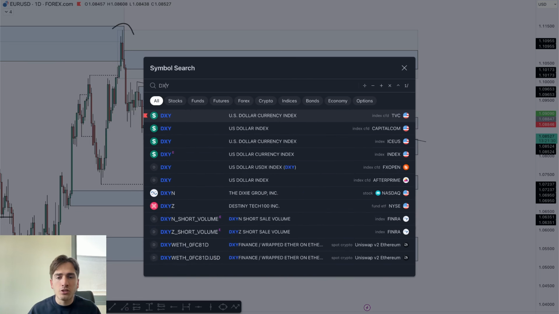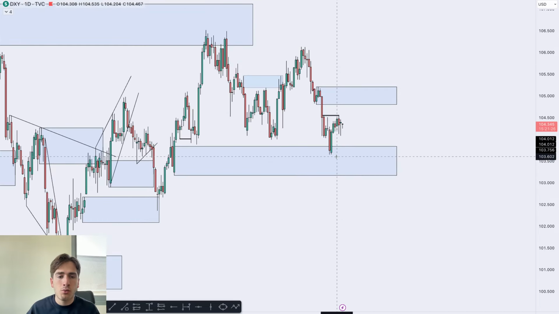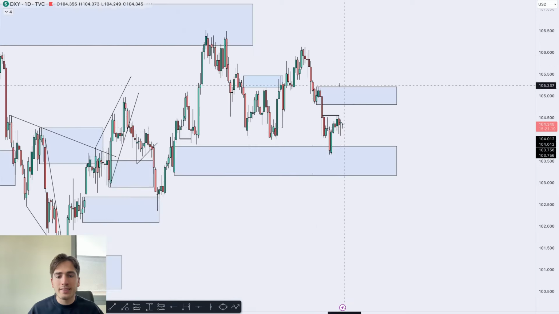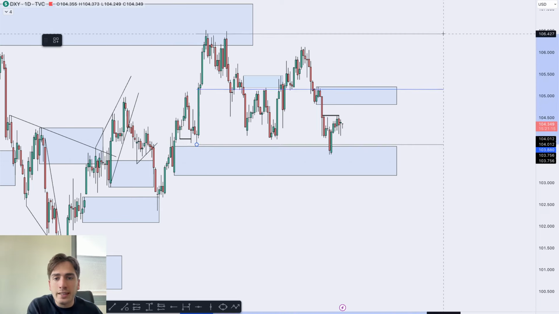Now going in towards the dollar index. The dollar index itself has also been consolidating, not moving very interestingly in my personal opinion. Overall, if we quickly go back to the daily as well, of course there's uncertainty in the market due to it being an election year.